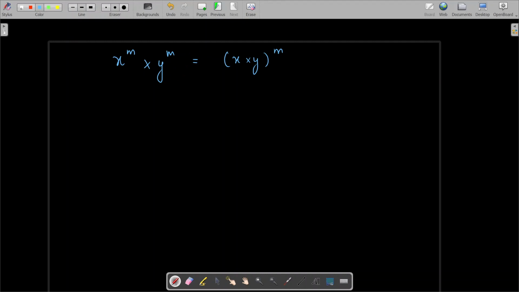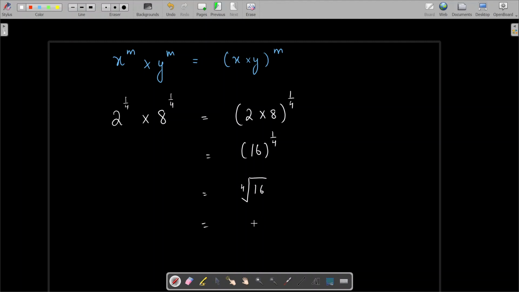And let's do an example. So we have 2 raised to 1 over 4 times 8 raised to 1 over 4. So here the exponents are same, but the bases are different. So we're going to use this property to get 2 times 8 raised to 1 over 4. 2 times 8 is 16. 16 raised to 1 over 4. That means 4th root of 16. And we know that is 2.